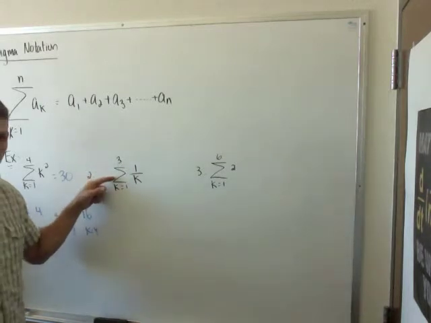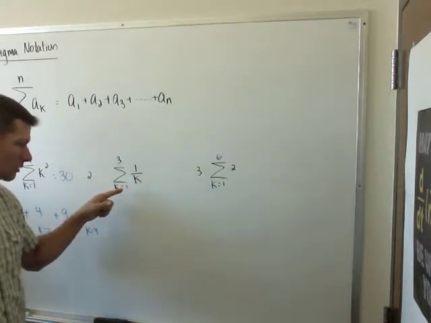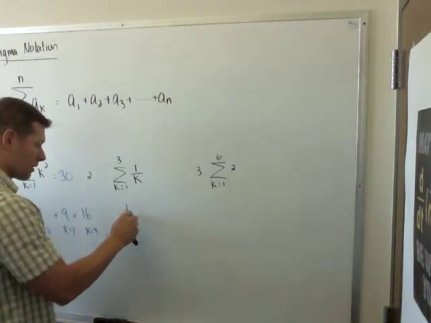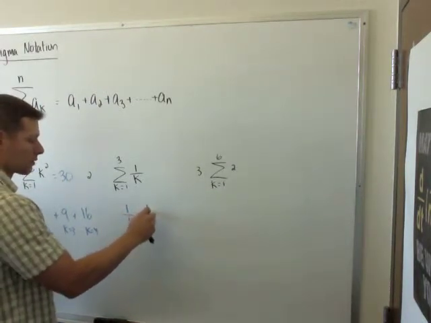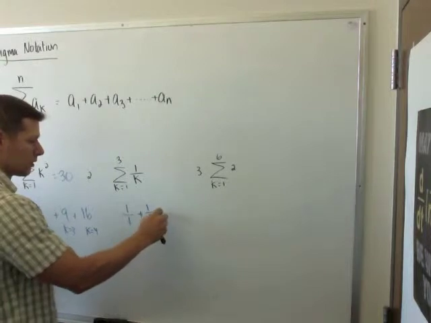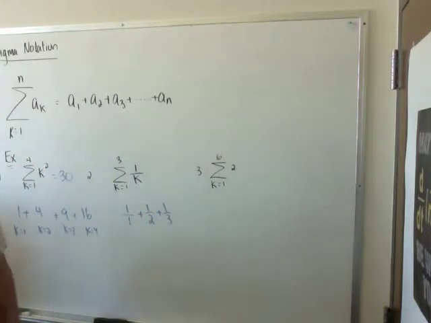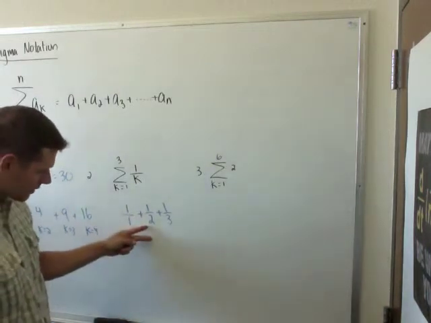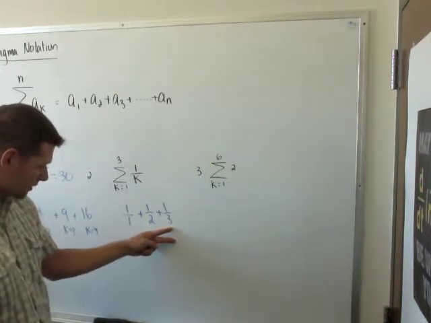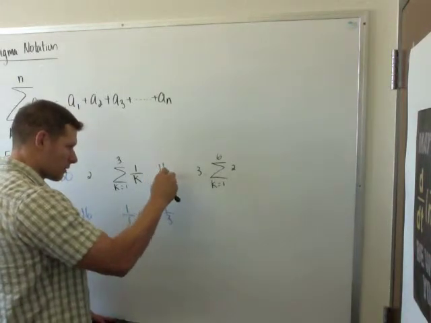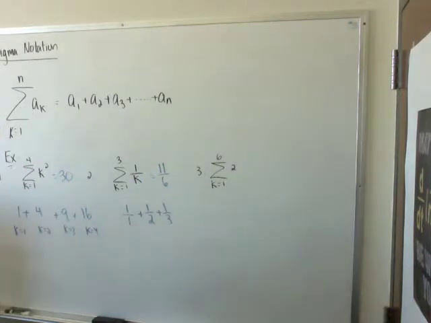Here I want the sum of 1 over k, where k goes from 1 to 3. So my first term will be 1 over 1 plus 1 over 2 plus 1 over 3. Yes? So I get 3/6 plus 2/6 is 5/6, plus 6/6 is 11/6. Okay? All right, we're starting to get the hang of it.